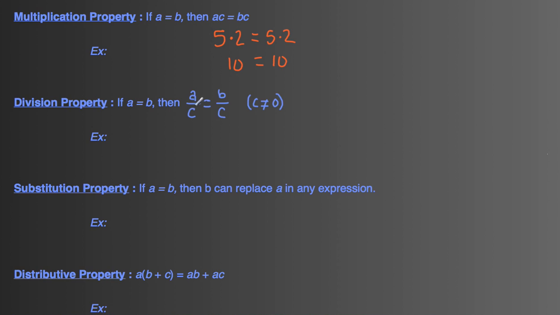Alright, division property, same thing except dividing. So 5 divided by 2 is equal to 5 divided by that same number 2. 5 over 2 is the same as 5 over 2. 2.5, 2.5, that is true.